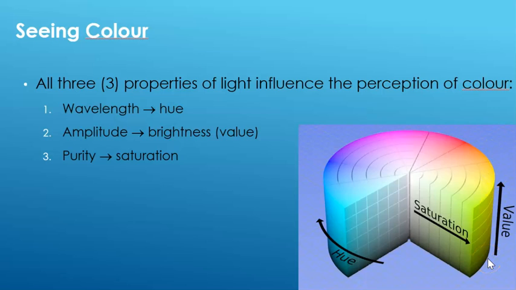So take the same color, look at it in sunlight, look at it in a dark room. That color you're looking at is going to have the same saturation and hue no matter where you are, but it's going to have a different value or a different brightness based on the light that you're seeing.